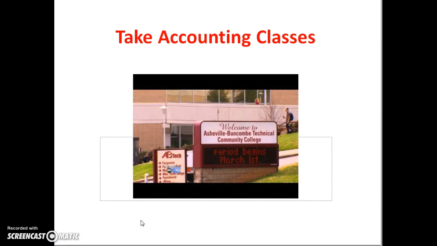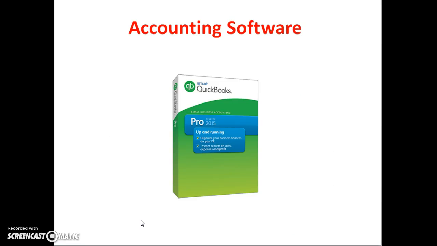How do you learn more? Well, first you can take some accounting classes either at Western Carolina, UNCA, or even at your local community college like AB Tech. You can invest in accounting software. This will help you create financial statements which you can use in order to calculate your own financial ratios.